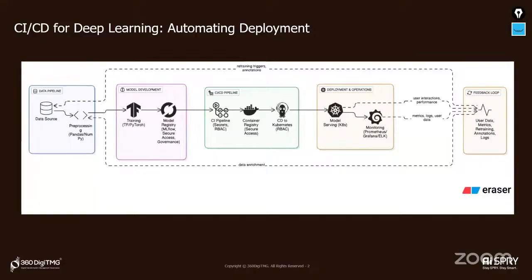So here, this is our CI/CD pipeline, wherein the first stage is the data pipeline. In the data pipeline, we will have a data source. The data source can be in CSV file formats, in databases, or in streaming data as well.